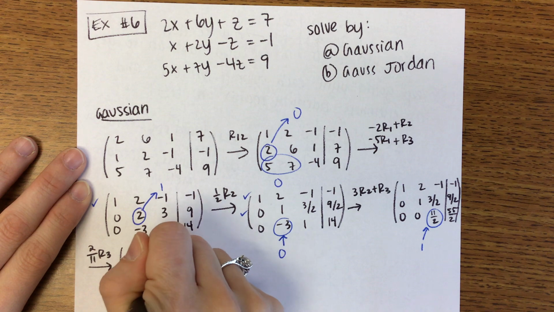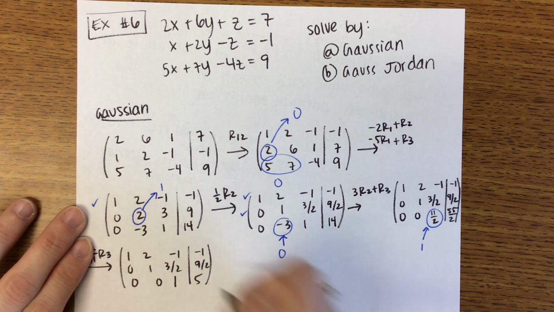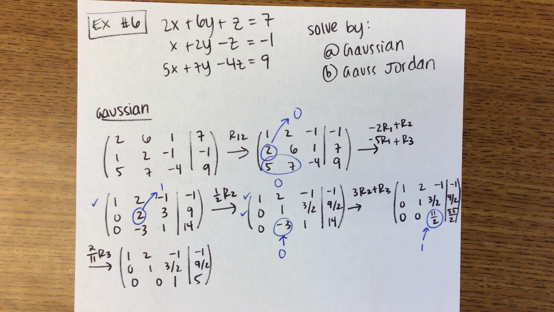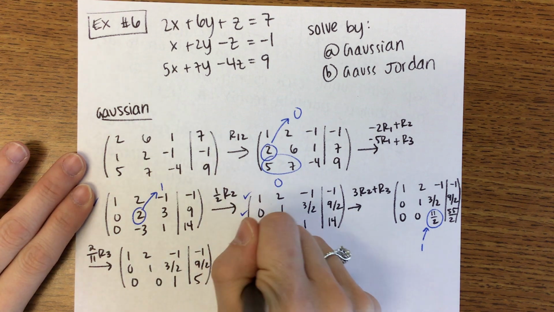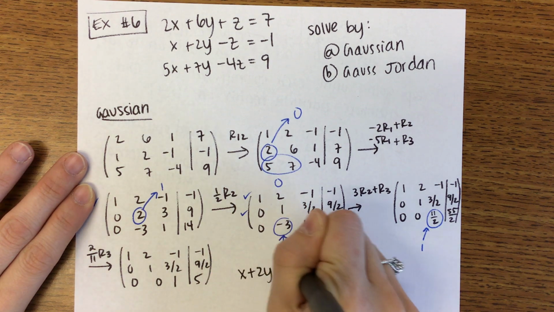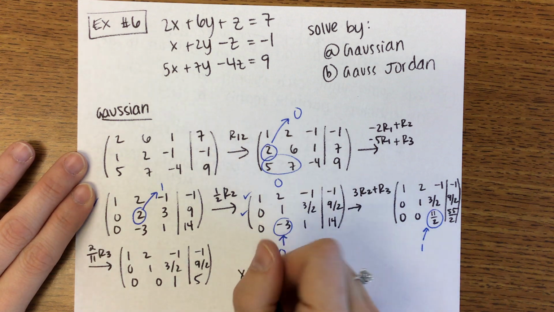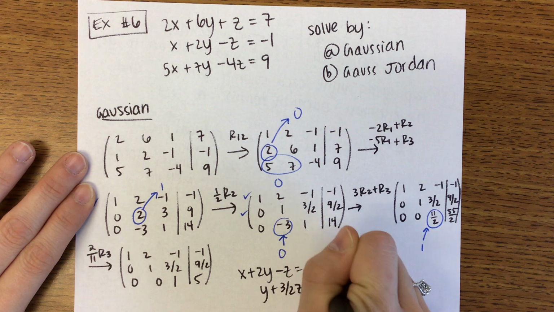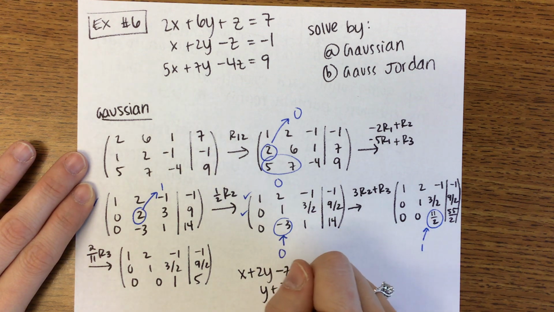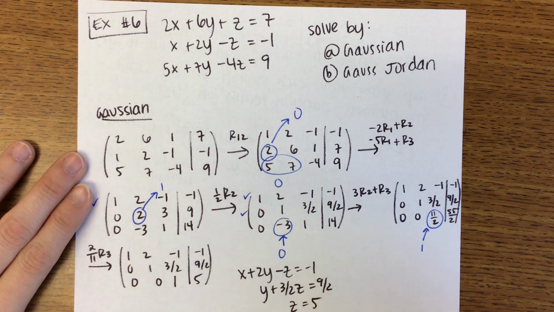When we do, we get 0, 0, 1, and 5. Okay, so this is called row echelon form. We can solve from here. Top equation tells us x add 2y minus z equals -1. Second equation tells us y add 3 over 2z equals 9 over 2. Last row tells us that z equals 5.